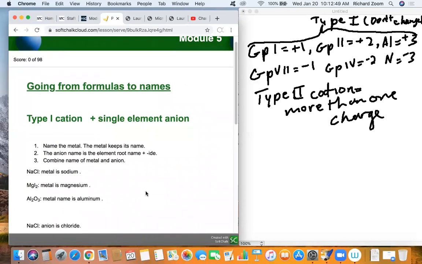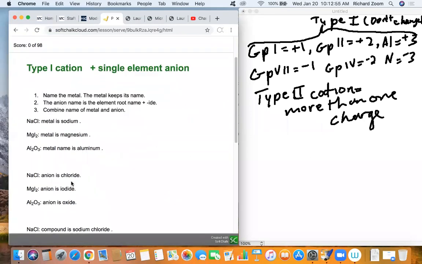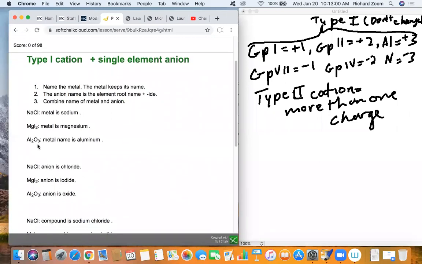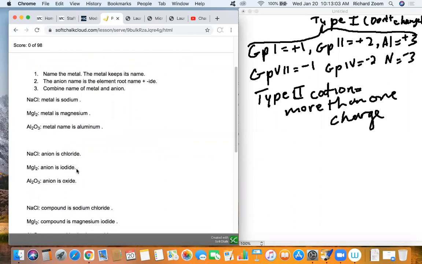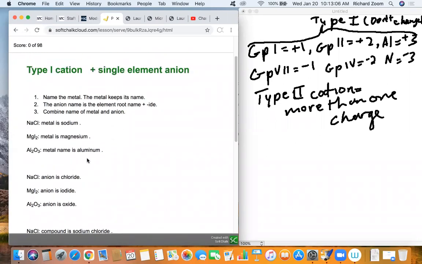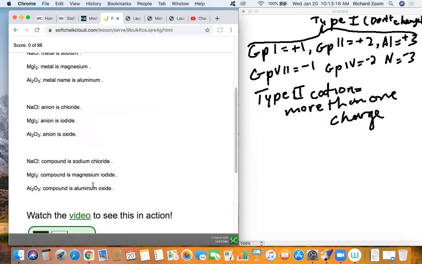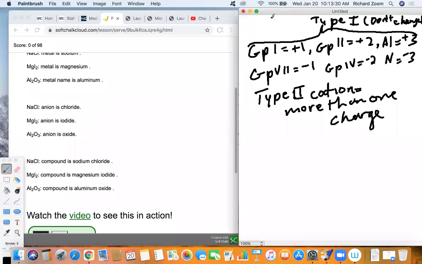So you'll notice that if we were to take NaCl and name it, it would be sodium, and then it would be chloride. So the first part of the name is just going to be the metal, and the second part of the name is going to be the anion with IDE at the end. So root name plus IDE. But you'll notice when we look at the name, there's no Roman numerals at all in here. And that's what's important. So the type 1s don't change, and this is really important, I think. No Roman numerals.